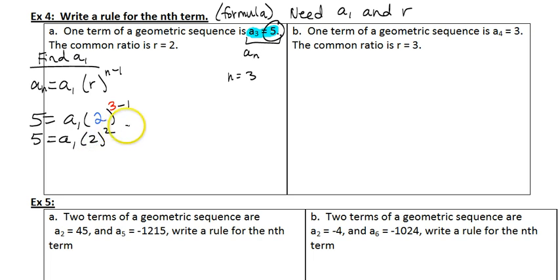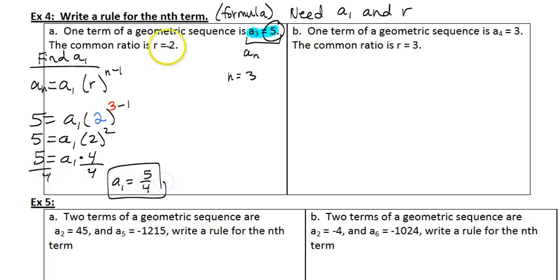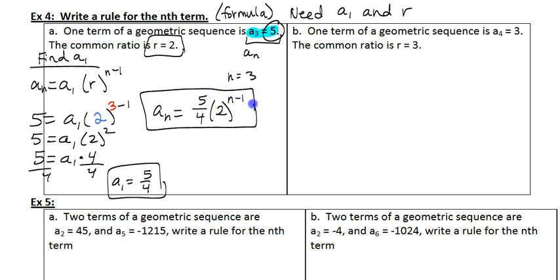All right, so I've got 5 equals a1 times 2 squared, which is a1 times 4, divide by 4, and it looks like term 1 is 5/4. Okay, so I'm ready to write my sequence rule. So I'm going to plug in a1, I'm going to plug in r, and that's it. For geometric, once you plug it in, you're done.